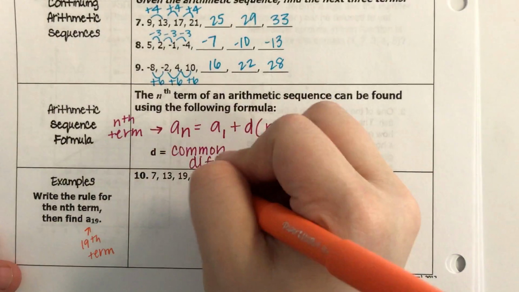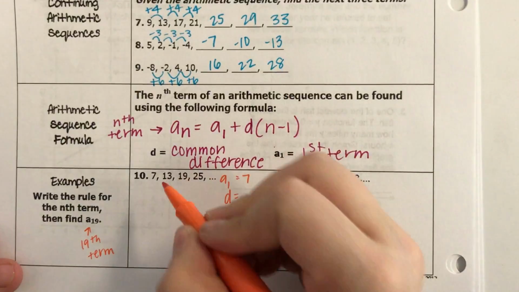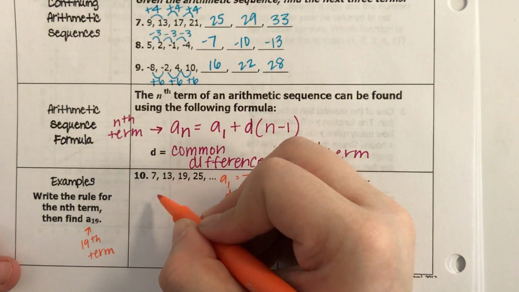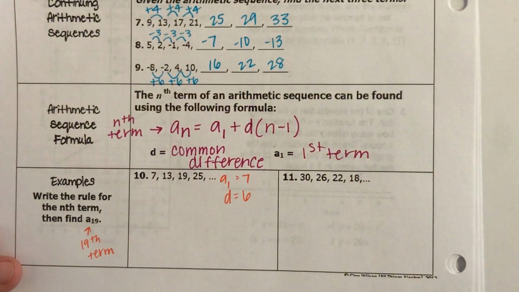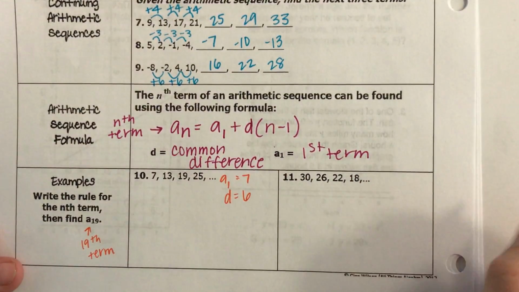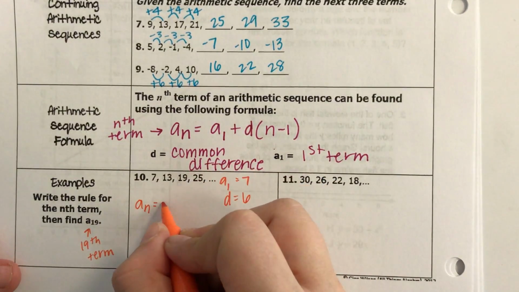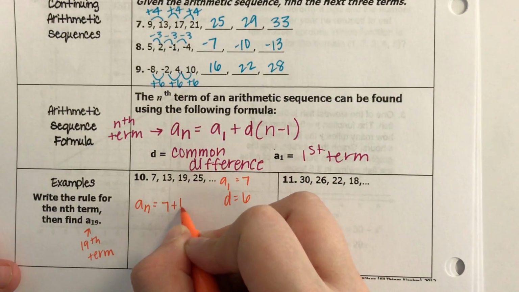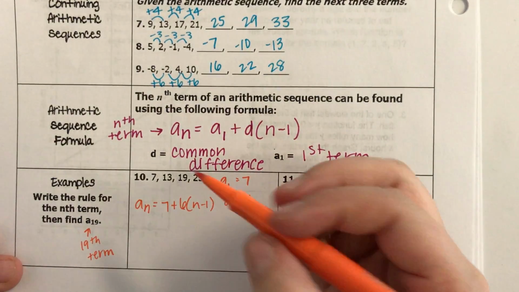Well, the first term is 7. The d, how do I get from 7 to 13? Well, I add 6, add 6, add 6, so it's 6. Okay, so let's plug it into the formula. So a sub n equals 7 plus 6 times n minus 1. And we want to simplify this down as much as we can.